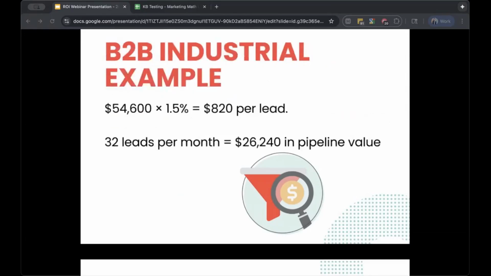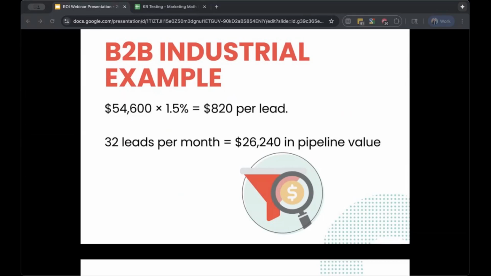So let's make it a little bit more realistic, I know some of you on the call are more in that B2B space and CPG companies. So let's say your average uniform account is worth $350 per week. And that customer typically stays with you for 3 years. So that equates to $54,600 in lifetime value. And let's say your close rate from marketing generated leads is 1.5%. So when you calculate those together, you can see that each lead is worth $820.